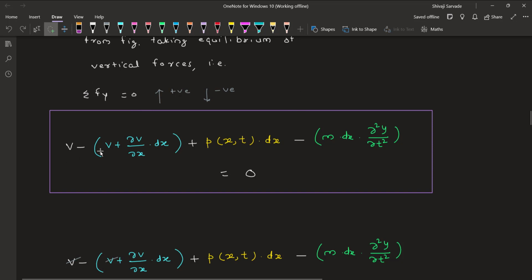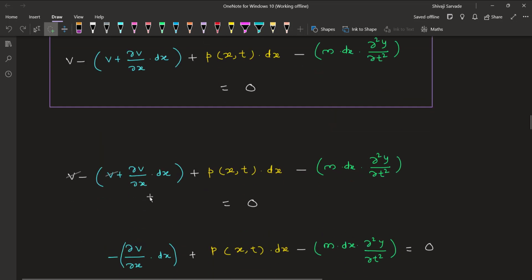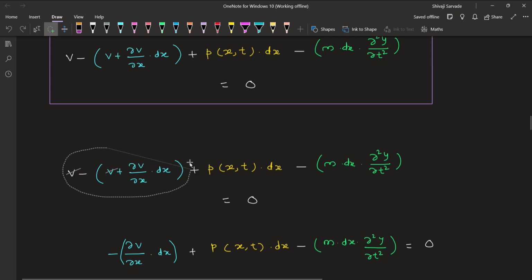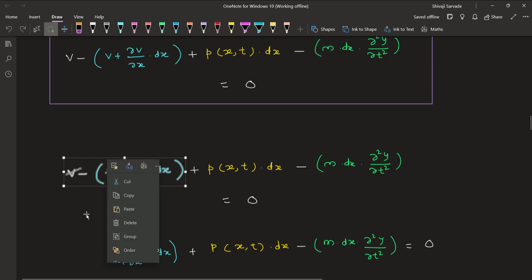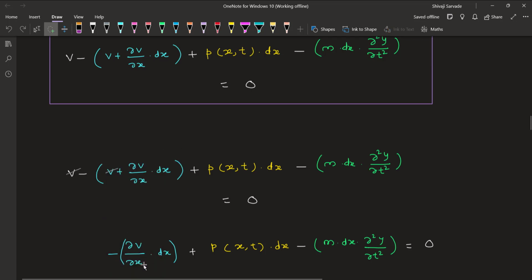Now if we simplify this, this V and this V get cancelled if we take this minus sign inside. So this plus V minus V gets cancelled, and this minus will be attached to this ∂V by ∂x into dx. So this is what we are left with after cancelling the V. This is nothing but ∂V by ∂x into dx. The rest of the terms are the same, nothing changes.